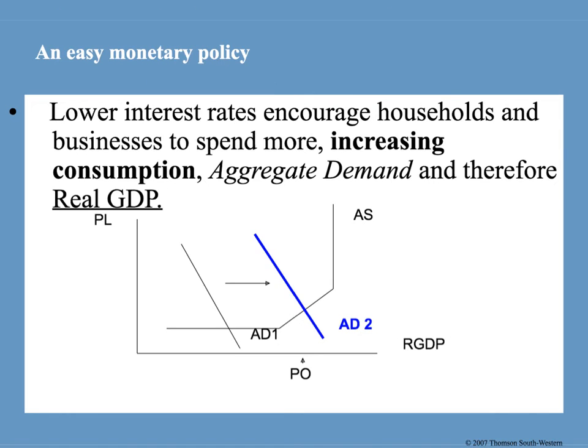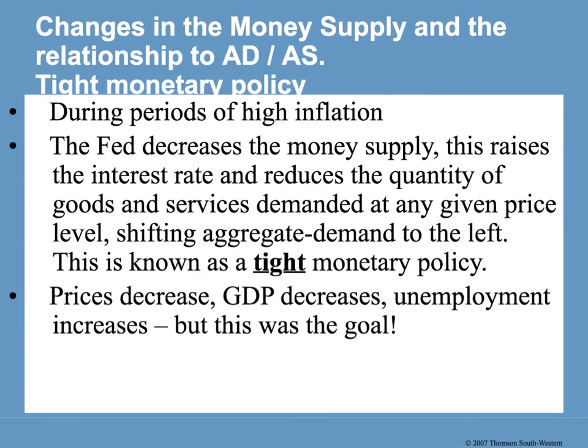This graph should look familiar because it's the same graph as fiscal policy. The opposite of easy money policy is tight money policy, when the Fed sells bonds and raises the discount rate and reserve requirement to reduce the amount of money in supply, thus bringing down inflation.